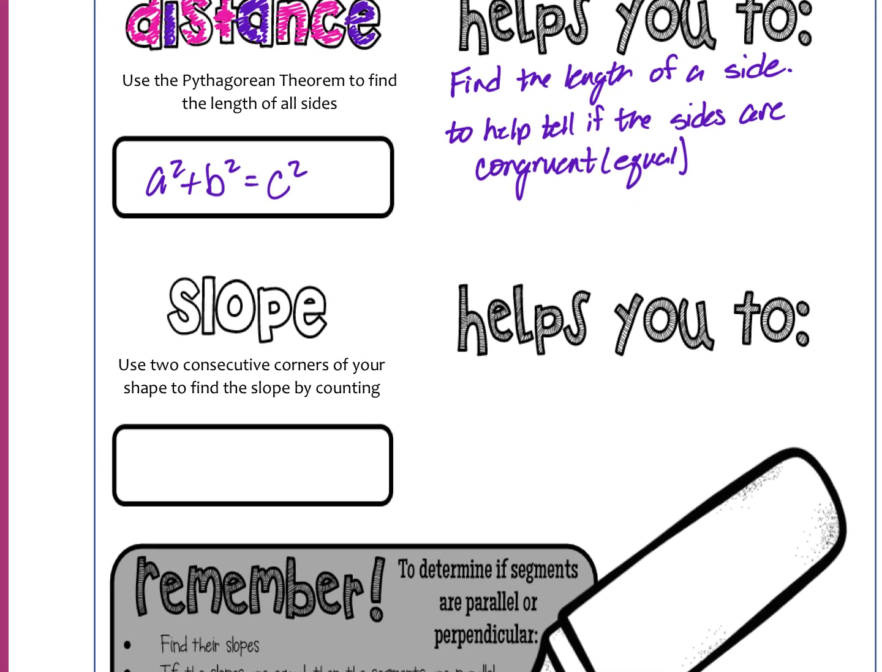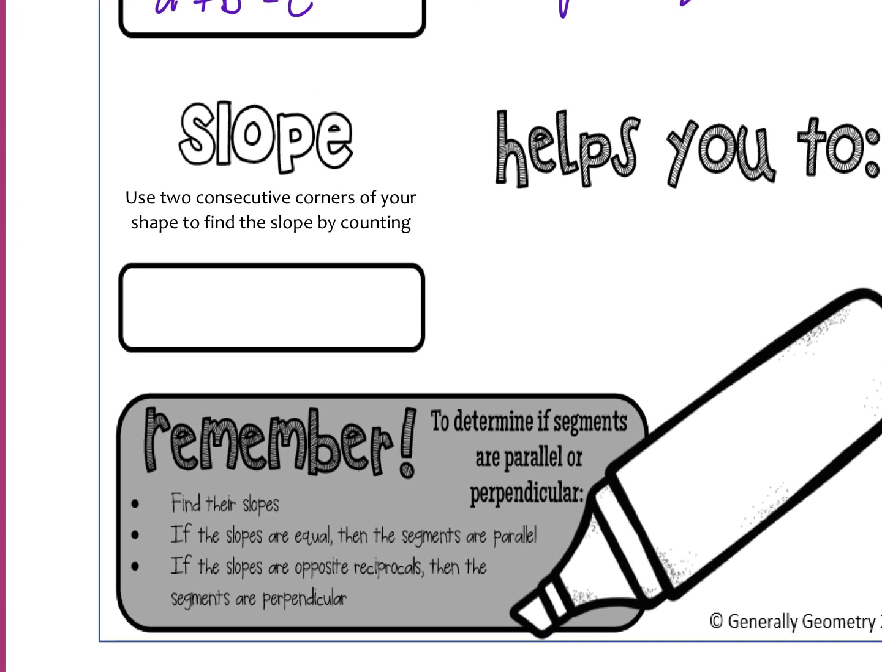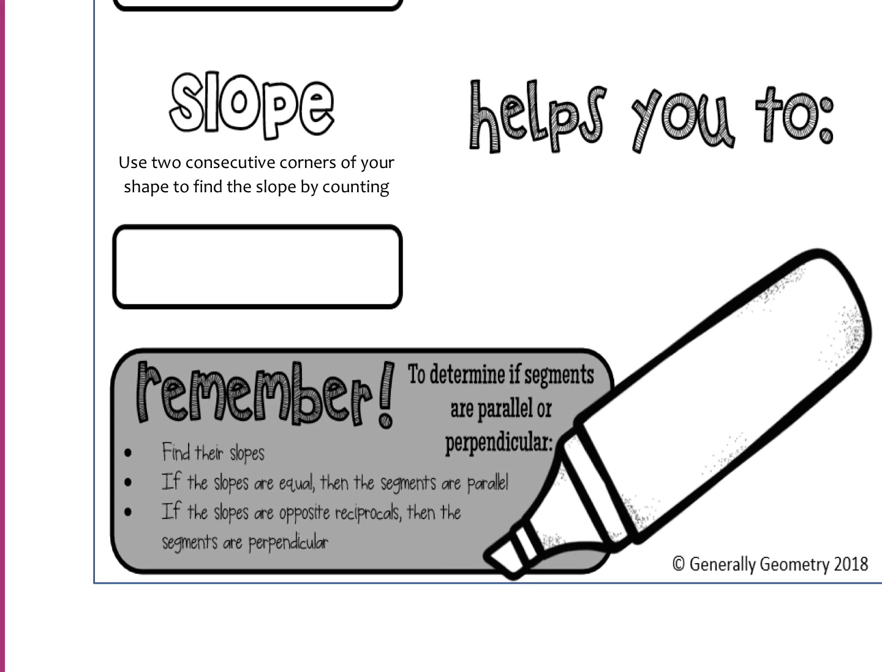Okay, so slope. How do I find slope? Who remembers? So what does slope equal? No, that's y equals mx plus b, right? That's slope-intercept form. But how do I find slope? Slope equals the change in y over the change in x, right?